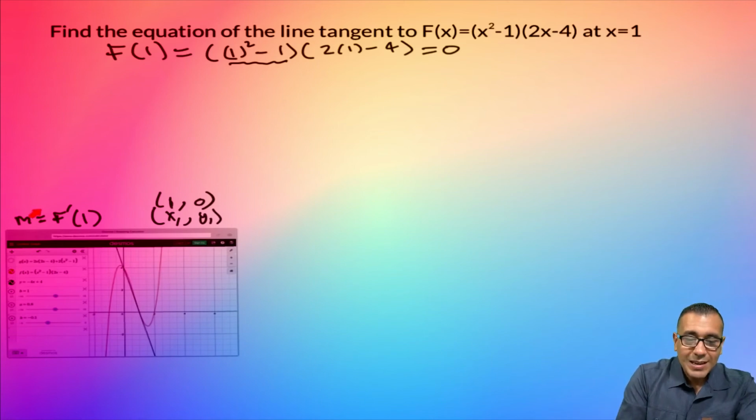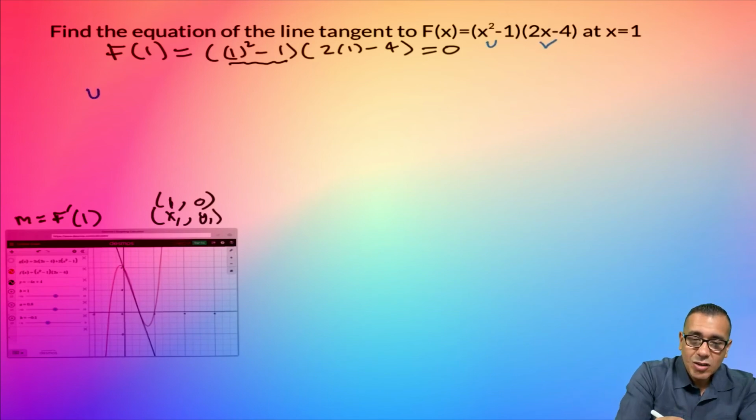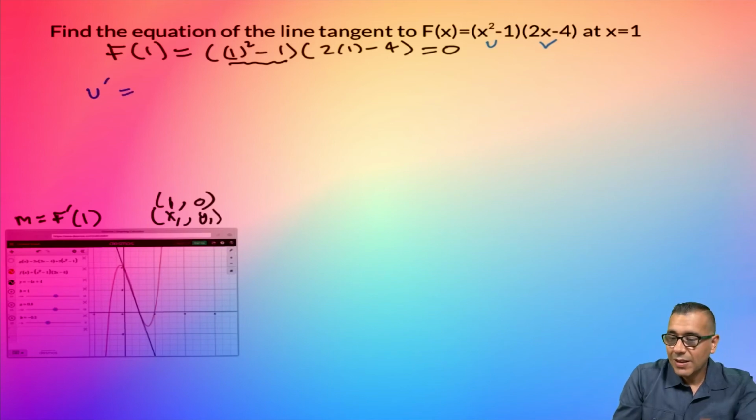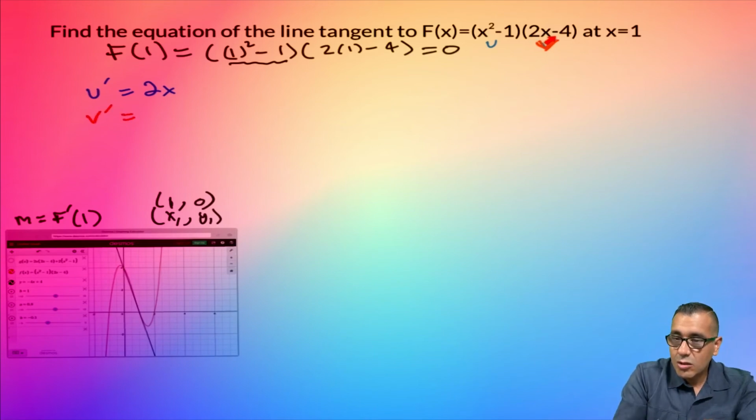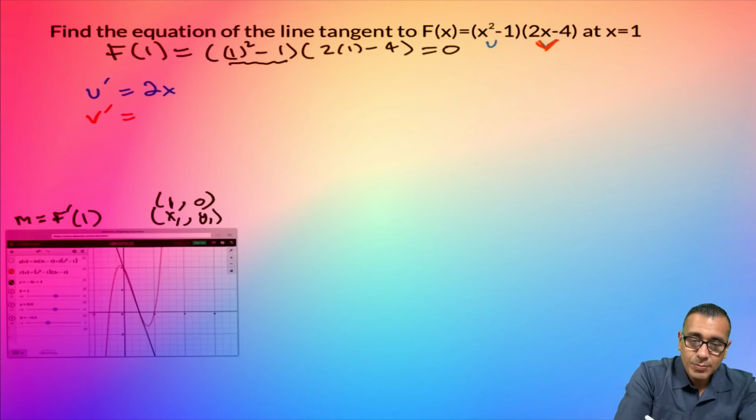So let's go ahead and find the slope of that tangent line here. So let's take the derivative of this, and let me set things up. I'll call this u and I'll call this v. And so when I take u prime, the derivative of this first product, I'm going to end up with 2x. And then I'll do this v part, this second product, in red. So we'll say v prime. The derivative of this 2x minus 4 is just 2.